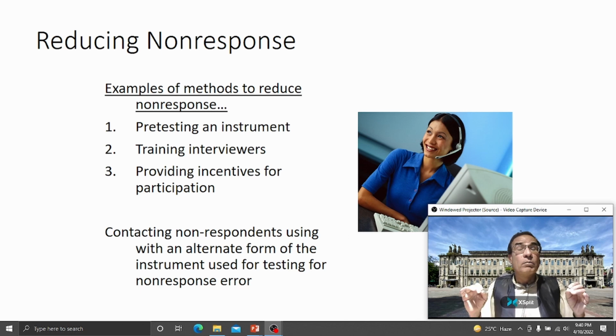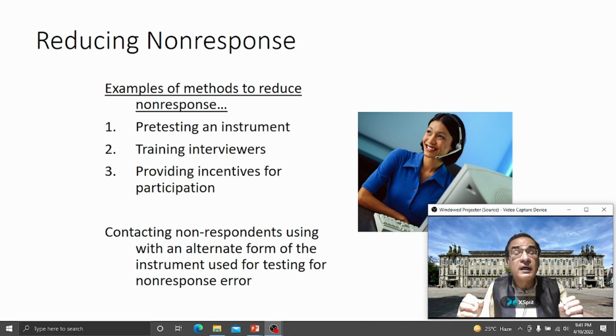Mostly students ask me how to reduce non-response. So I would like to share three methods to reduce non-response. First, pre-testing an instrument. Test your instrument. Its reliability, validity, and the sample should be checked.